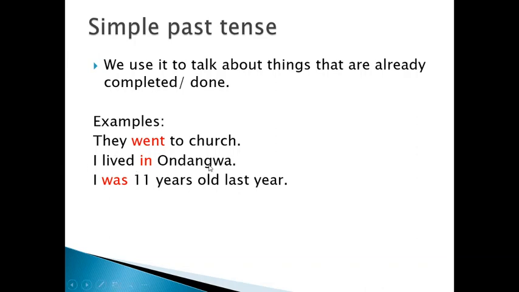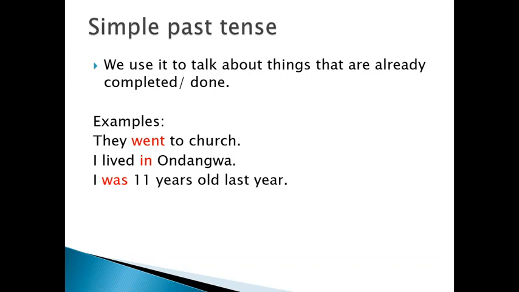I live in Ondangwa. No, I lived in Ondangwa. This one tells you that the person lived. So it's in the past. They are not living now in Ondangwa, and they will not be living in Ondangwa in the future, but they lived in Ondangwa before. I was 11 years old last year. This sentence clearly states that the person was 11 years old last year, not this year or the next year, but last year, which is in the past.